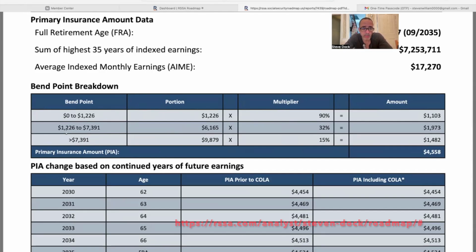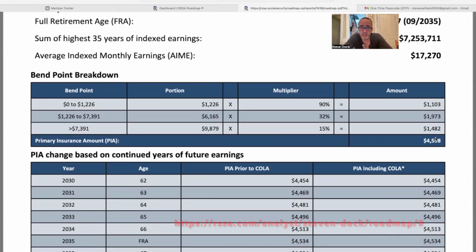And then if you look at the amount between 1226 and 7391, well, 17,000 is more than that. So they're going to get the full 6165. You get 32% of that. And then everything after 7391, so it looks like there's roughly $9,879 of that, you're going to get 15%. So this is how Suraj's payment is calculated to 45558.